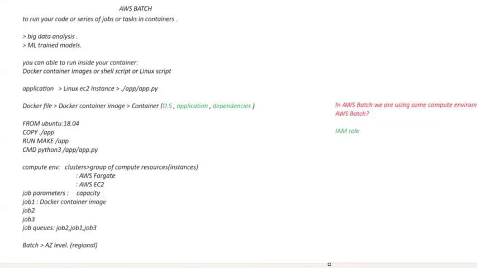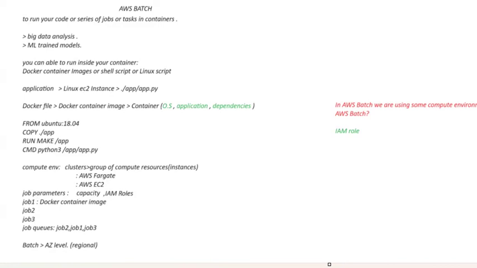So now in Batch, where do we specify that IAM role? Since that is also one of the parameters, right? So we need to specify it under job parameters only. So in addition to the capacity of the compute environment, we need to provide the IAM roles as well.